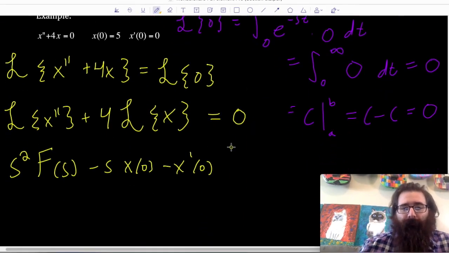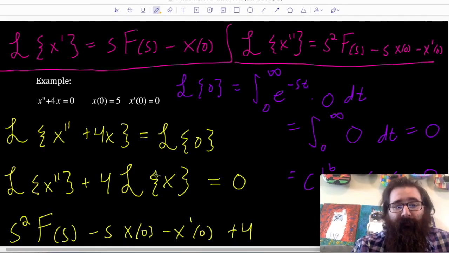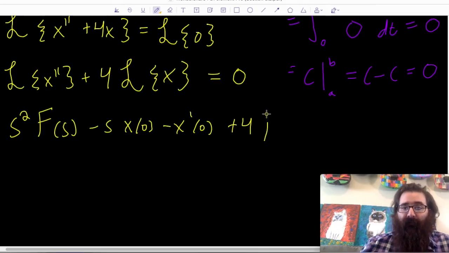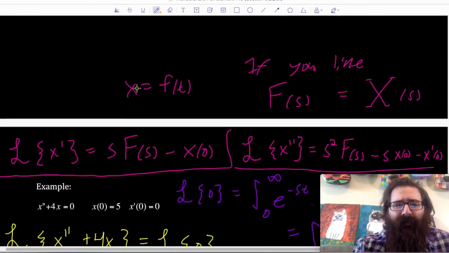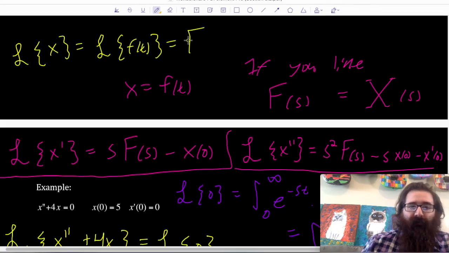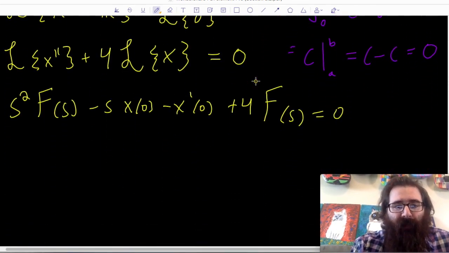And then plus 4 times. Now I didn't write it down above, but the Laplace transformation of x is just big F at s. So this isn't for x prime or x double prime. We're just going to say the Laplace transformation applied on the function x, where x is f at t, just gives us big F of s equals 0. And sort of coming from this idea here, that if x is equal to f at t, Laplace transformation applied on x is the Laplace transformation applied on f at t, just gives us an output, some function big F of variable s, and then equals 0.